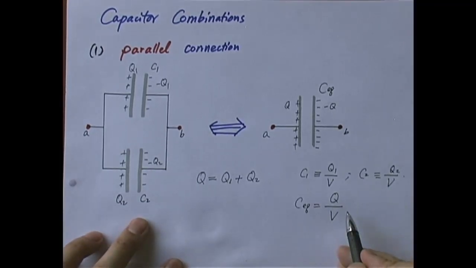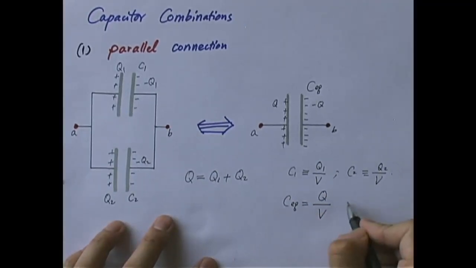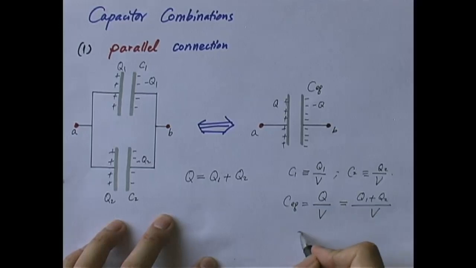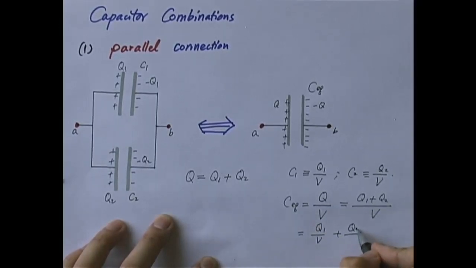Okay, but wait a second. Q equals Q1 plus Q2, right? So I can rewrite this, okay? I can rewrite this as what? Q1 plus Q2 over V. So this is Q1 over V plus Q2 over V, right?